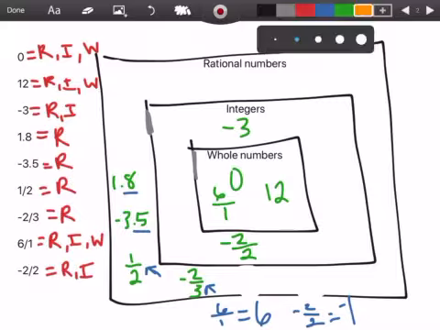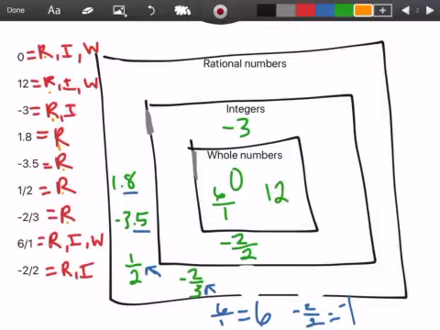Now I want you to notice, do you see how every single one of these has the R for rational? Every number that you are dealing with in 6th grade is a rational number. The question is, can you move it into the integers or the whole number classification as well? Okay, but every single one is rational. All right, get these examples into your journal.